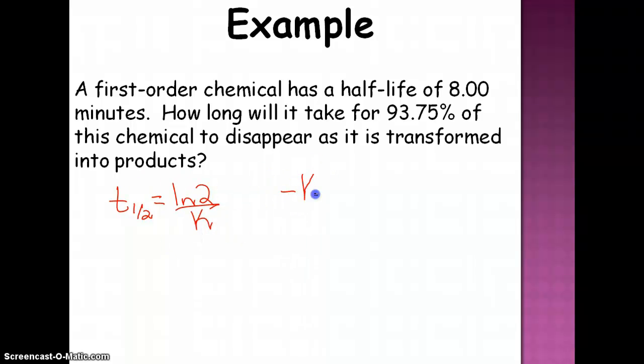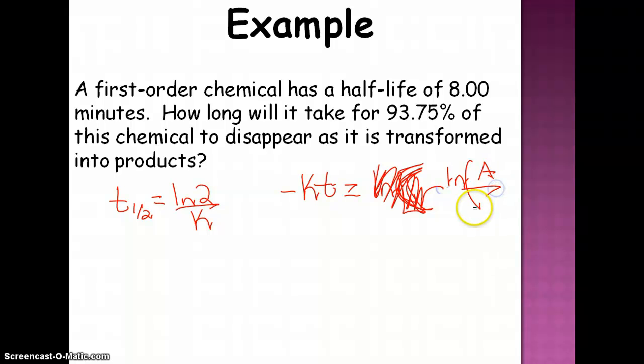And then our other equation is negative KT equals natural log of A over AO. Gotta love this little pen today. It's dragging really bad.